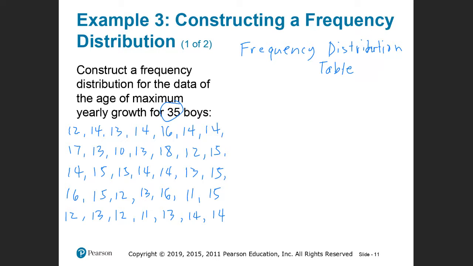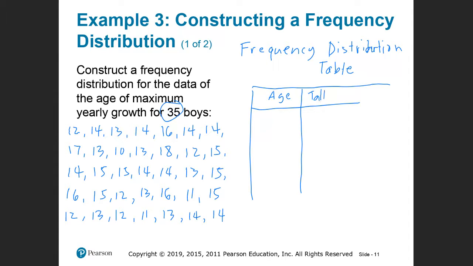So we can actually put 2 columns, and in the first column is the age, and the frequency is on the other one. So we can have a tally first. And then the frequency by looking at the tally.